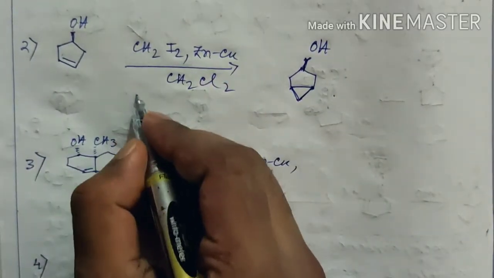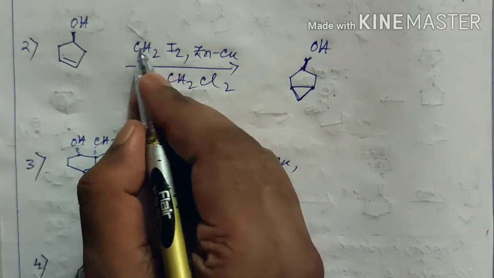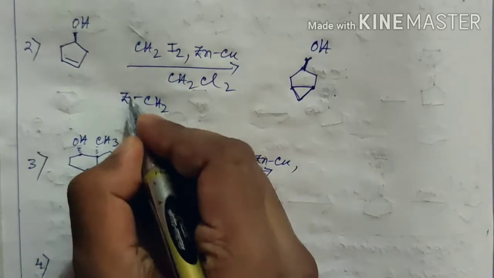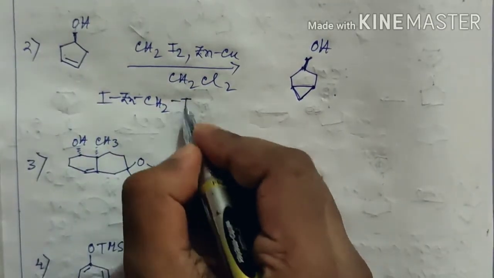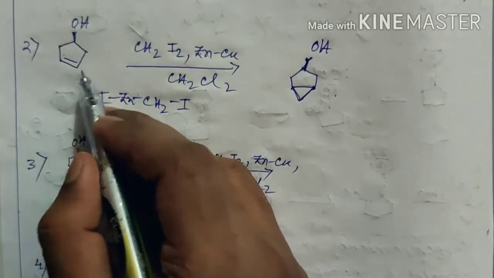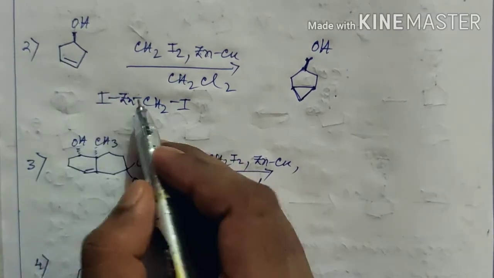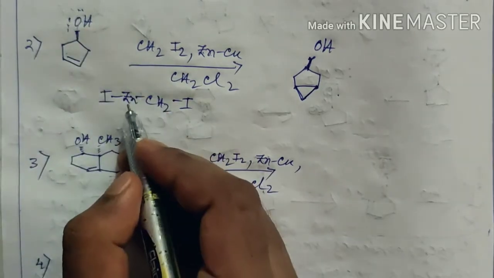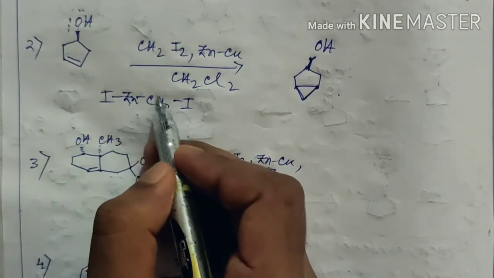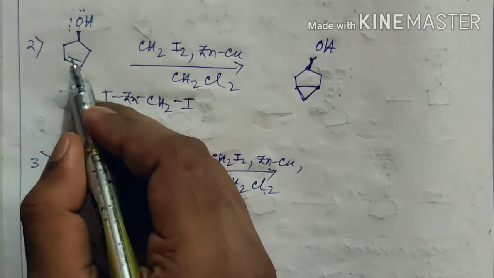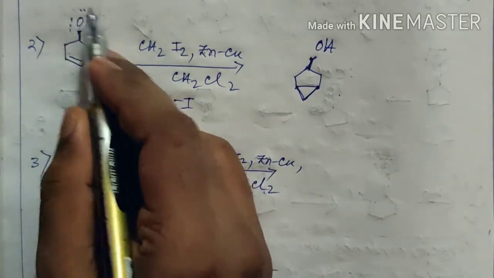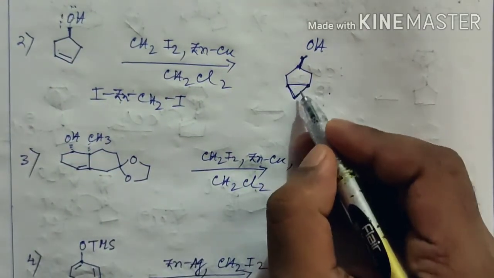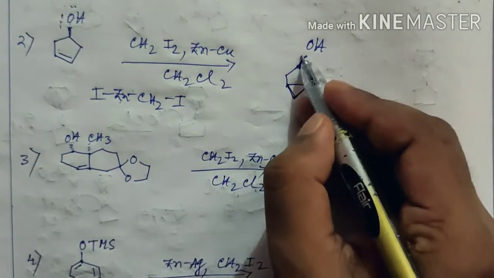Since in the reaction medium zinc will add into the carbon-iodine bond, there will be such species formation, and this will undergo addition to this olefin, and due to coordination of this hydroxyl group with the zinc metal center, the CH2 group transfer will occur from the same face as the OH group, that is cyclopropane ring formation will occur from above the plane.